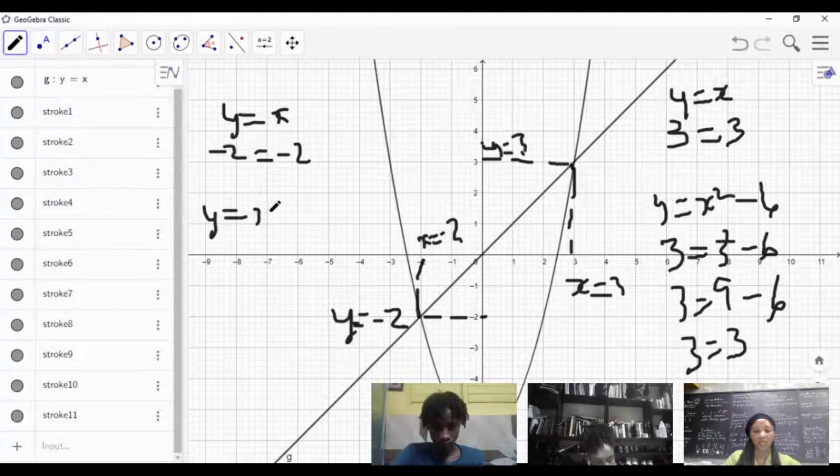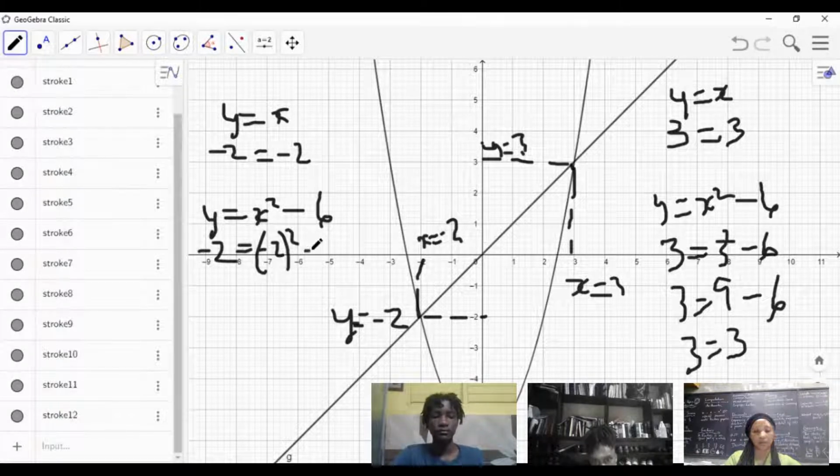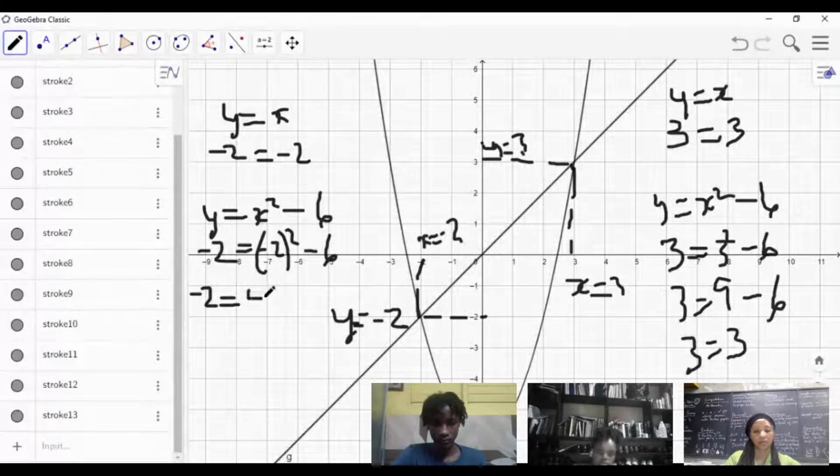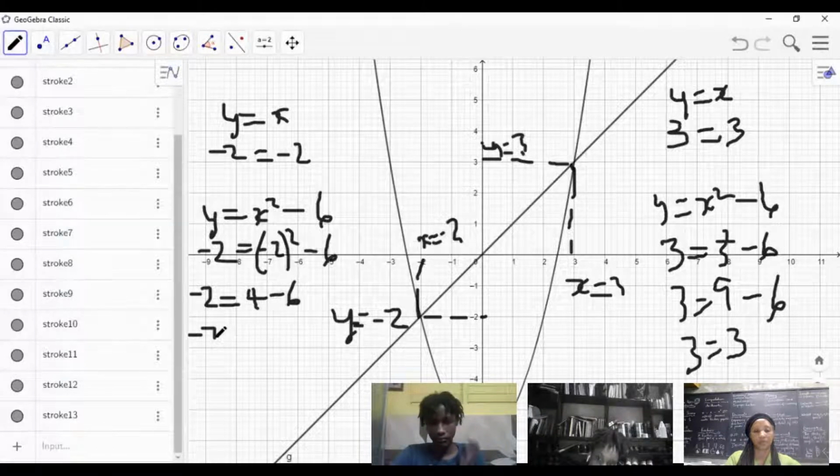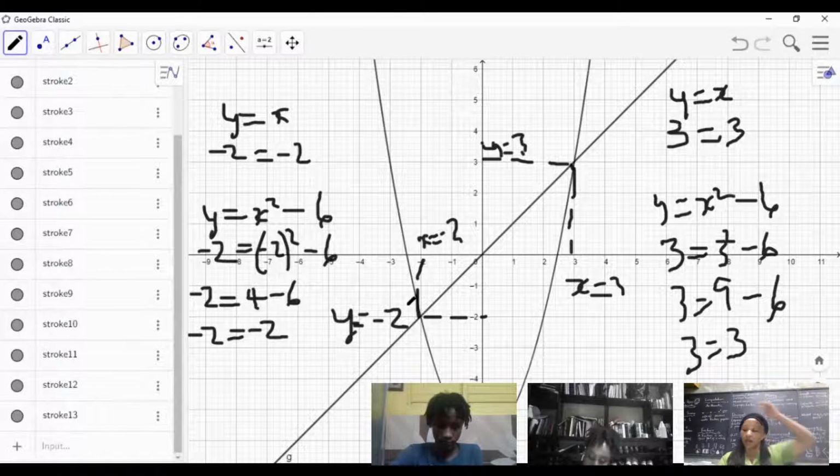y equals x squared minus 6. So for the next equation now, negative 2 equals negative 2 squared minus 6. And negative 2 squared is 4, since negative times negative is positive, and that's 4 minus 6. And negative 2 equals 4 minus 6, and 4 minus 6 is negative 2. So that also checks out, right?